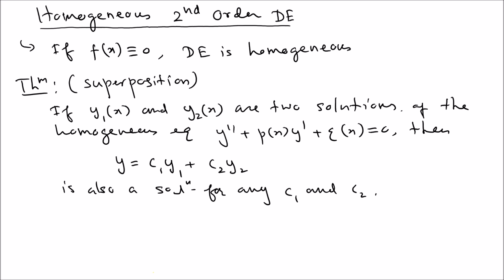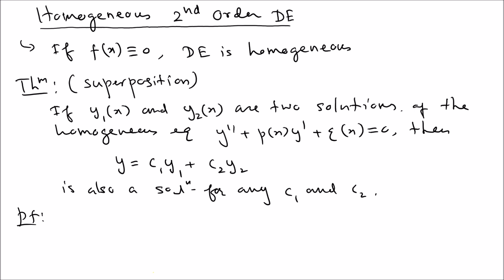So that's a very interesting result. What it says is that if you know that y1 and y2 are solutions, then for any c1 and c2, y equals c1 y1 plus c2 y2 is also a solution. And let's prove this one. We are not going to prove many in a review, but this is one of the very interesting results, and you need to know this one.